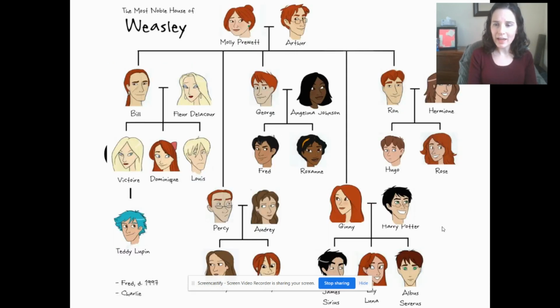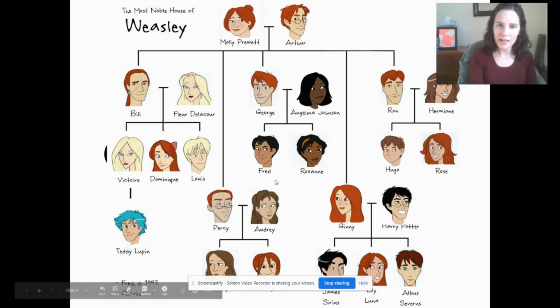So if I was going to look at one of my favorite families in fiction, the Weasley family from Harry Potter, you can see that there's obviously a trait that is very common in the Weasley family. And just in case you didn't know anything about the Harry Potter books, that trait is their red hair and freckles.